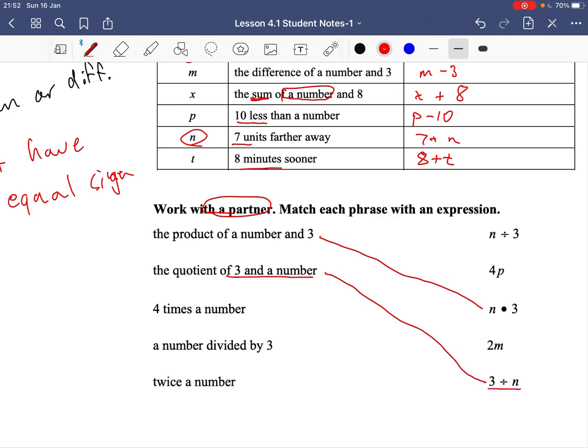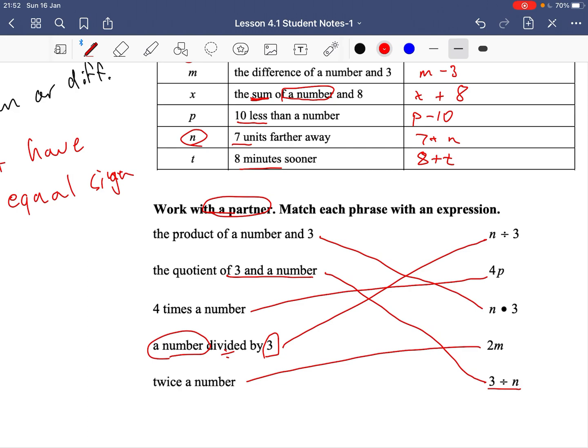Okay? 4 times a number. A number divided by 3. A number is being divided by 3. So we know that that would be over here. Twice a number. Twice tells us times. Okay?